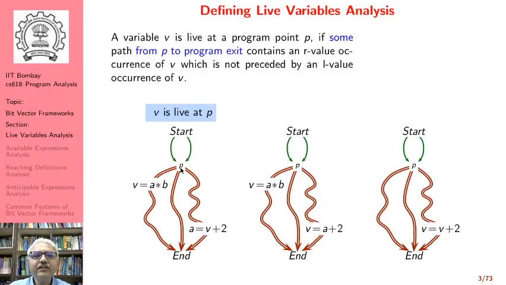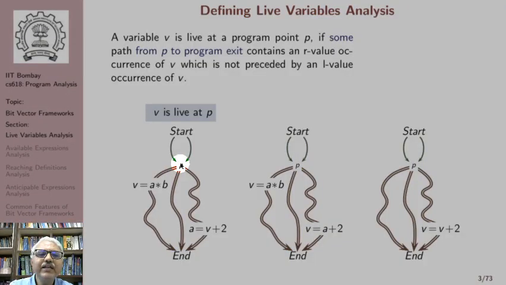So here in this first example, we see that at program point P, variable v is live. Along this path, v is not used. Along this path, v is defined before being used. But along this path, v is used, and this use is not preceded by a definition. So therefore, we say here that v is live at P.